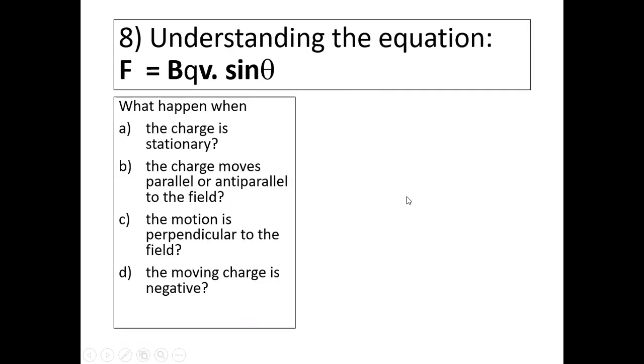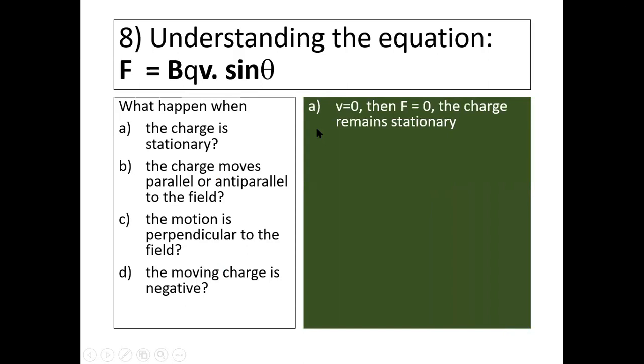Okay, what happens when the charge is stationary? Just using the formula, learn to understand this formula. When the charge is stationary in a magnetic field, what will happen? Nothing will happen. Stationary, no velocity. No force. V is 0, no force. The charge remains stationary. Just applying this equation, that's all.